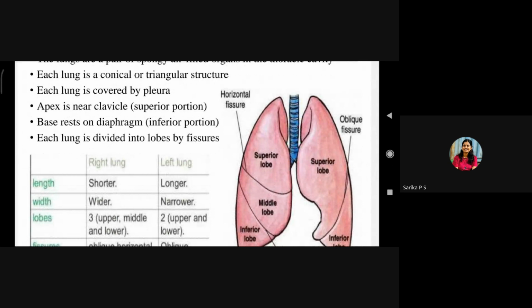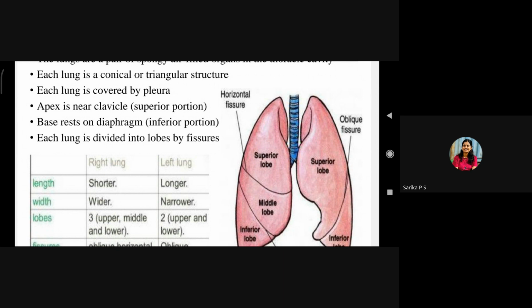The apex is near the clavicle. Here you can see the picture of the lungs. The apex of the lungs is near the clavicle. I hope you understand what the clavicle is, the collar bone or beauty bone. We have already studied it in the skeletal system. Then the base of the lungs rests on the diaphragm, the skeletal muscle we have already studied in the muscular system. So the apex is near the clavicle and the base is near the diaphragm.